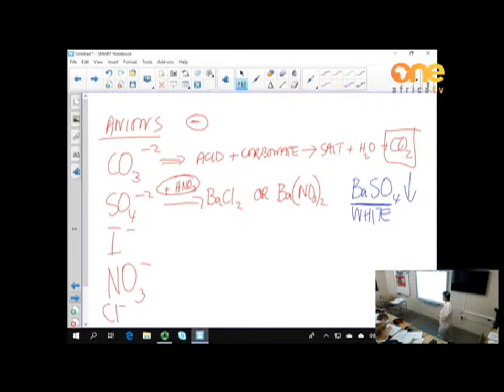So the moment you must test for sulfate, it doesn't matter what sulfate you are testing for, calcium sulfate, hydrogen sulfate, sodium sulfate, aluminium sulfate, it doesn't matter. The moment you test for sulfate, the SO4 ion, you add barium ions to it, a soluble barium, because the barium sulfate that is formed is insoluble. And it's a white precipitate. And it's very clear, it's not obscure.